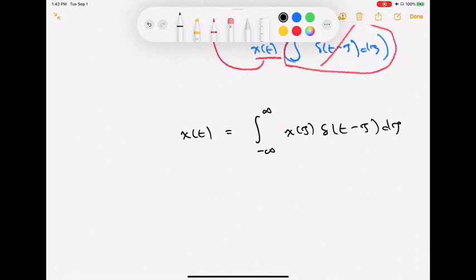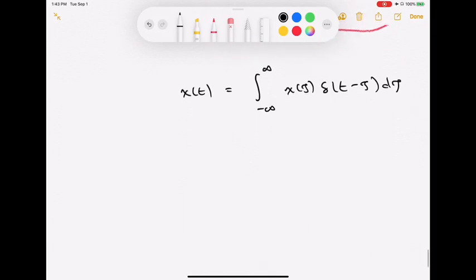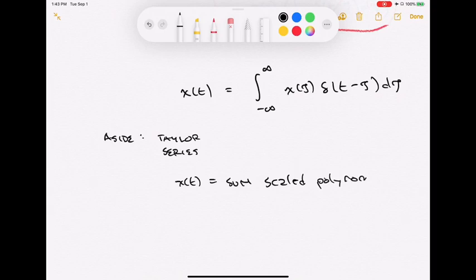For example, we took a look at a Taylor series. So let's do a very quick aside on that. A Taylor series says something like this: that x of t equals a sum of scaled polynomial pieces. It was a way of decomposing a function into simpler, useful pieces.